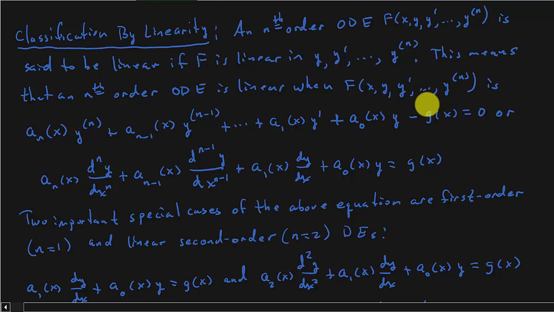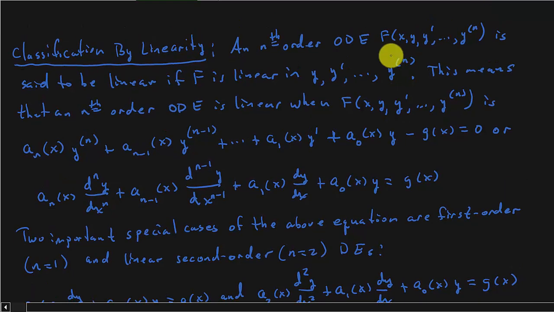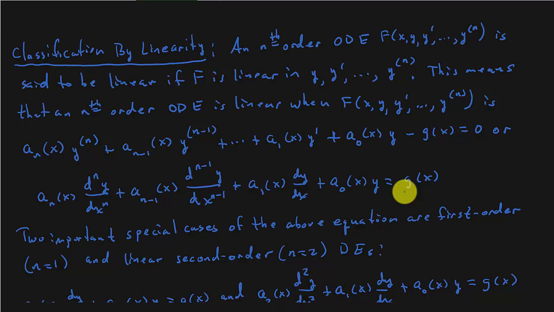All right, classification by linearity. An nth order ordinary differential equation is said to be linear if F is linear in y, y prime, and the nth derivative of y. This means that an nth order ODE is linear when F is equal to this or this. I'll explain this more when we show the examples.